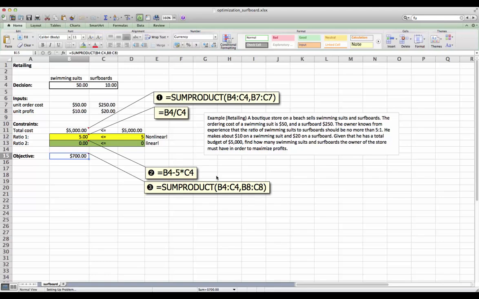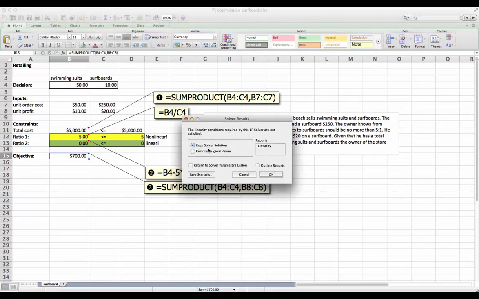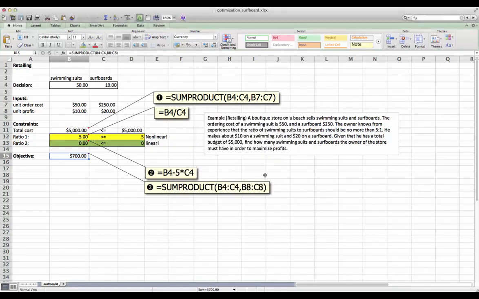Now, after Excel sets it up, it gives us this warning: the linearity conditions required by this LP solver are not satisfied. So what it means is exactly this constraint. These are not linear anymore. Okay, now is there a way to formulate it as a linear constraint?